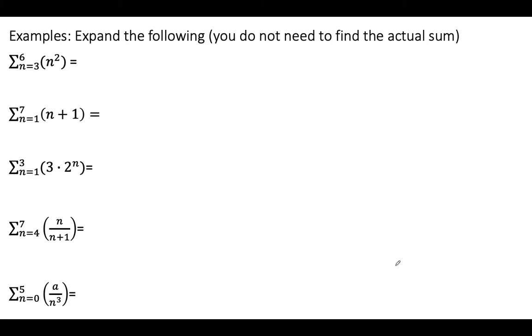Here are some examples to expand. I'm going to do the first one. We're not going to actually find the sum. I just want to be able to read what the Sigma notation tells us. So this first one says I'm going to start at 3, I'm going to end at 6, and the rule I'm adding up is n squared. So I start at 3, so that's 3 squared plus 4 squared plus 5 squared plus 6 squared, and I'm done. So notice the squares.